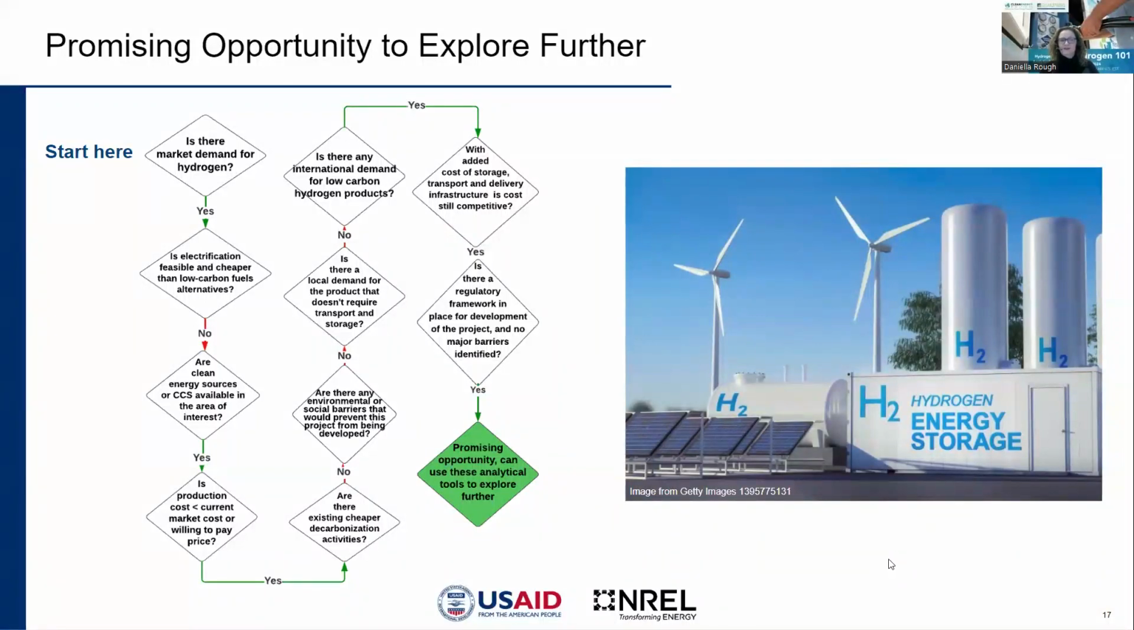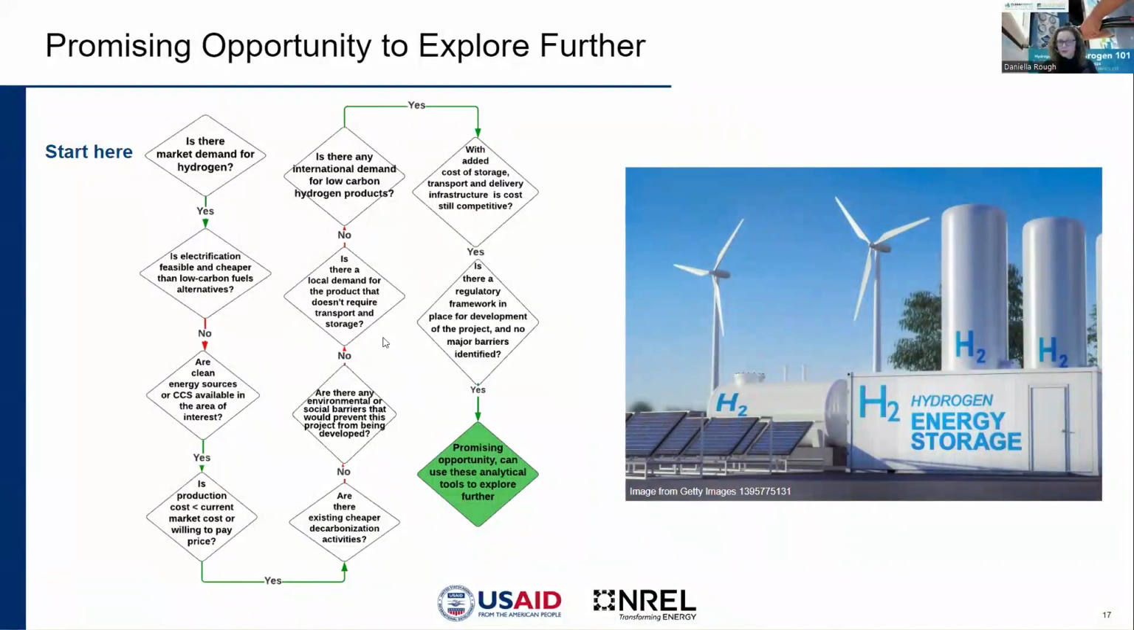As we go forward, we start looking at whether there are other decarbonization activities that might be cheaper, might be the low-hanging fruit. If our overall target is just decarbonizing as quickly as possible, maybe we want to choose those instead. If there aren't, then we keep going. Are there any environmental or social barriers that might prevent the project from being developed? No. Fantastic. This is looking great.